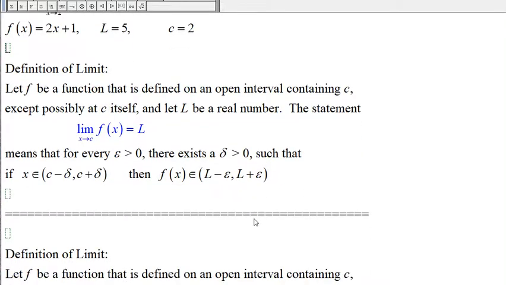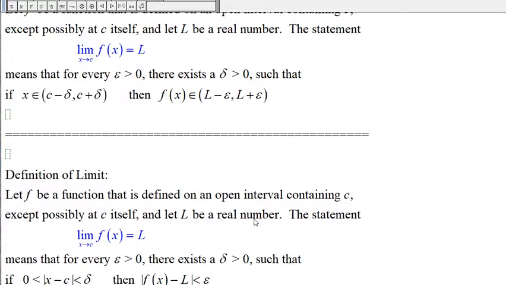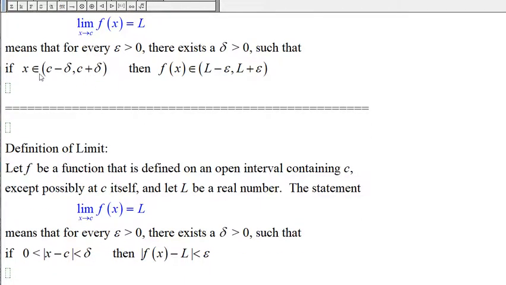The definition of limit is also written like this. This statement right here is the same as this. So when we say that x is inside the interval of C minus delta and C plus delta, it's the same as saying the absolute value of x minus C is less than delta. And when we say that f of x is inside the interval L minus epsilon and L plus epsilon, it's equivalent to saying the absolute value of f of x minus L is less than epsilon.